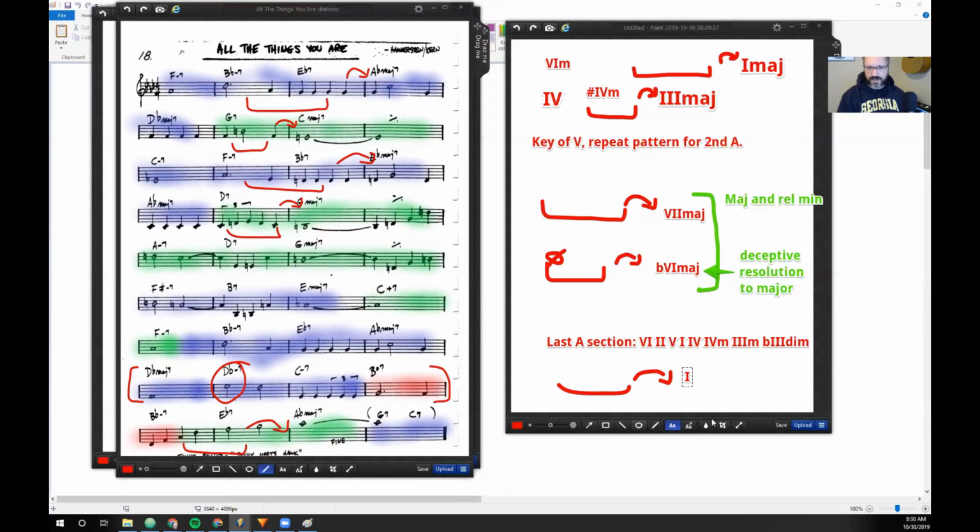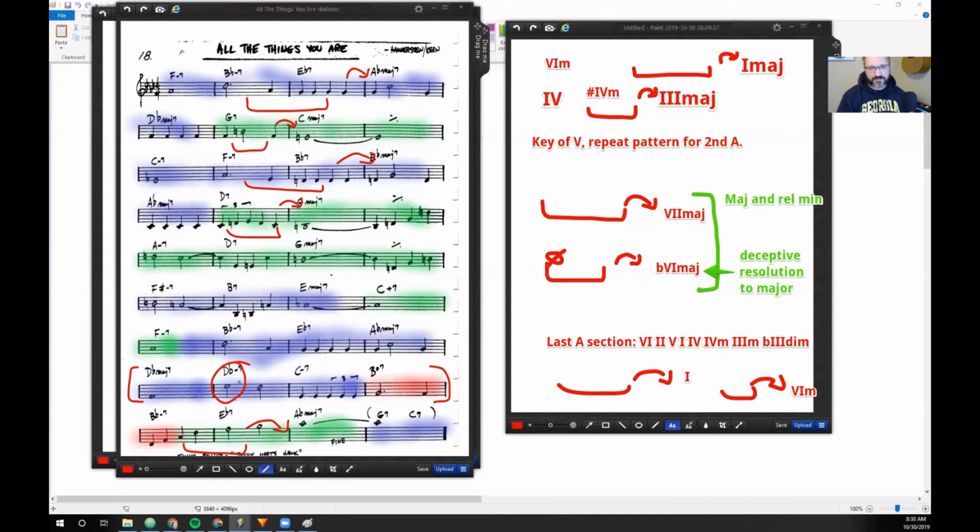And then 2, 5 back to the top, which is a 6 chord. So the only thing that really needs explaining right here is this 4 minor chord. Where does it come from? It's not diatonic to A flat. This D flat minor 7 chord is not diatonic to A flat. Where does it come from?